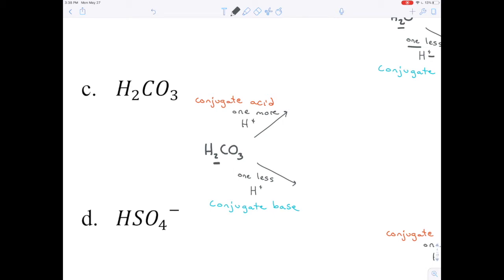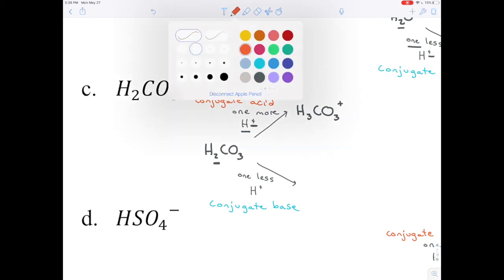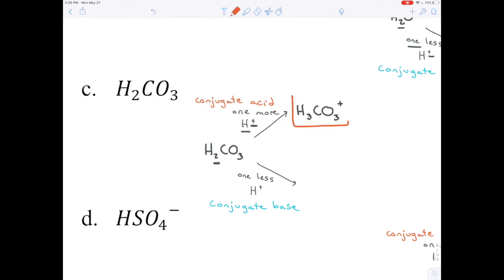This molecule starts with 2 H's. We want to add 1. 2 plus 1 will give us 3 H's. The rest of the molecule stays the same. We're not just adding an H, we're also adding a plus sign. At the top right of carbonic acid, there's no charge, nothing is written there. If we take 0 plus 1, we end up with a plus sign. So H3CO3 plus would be the conjugate acid of H2CO3.